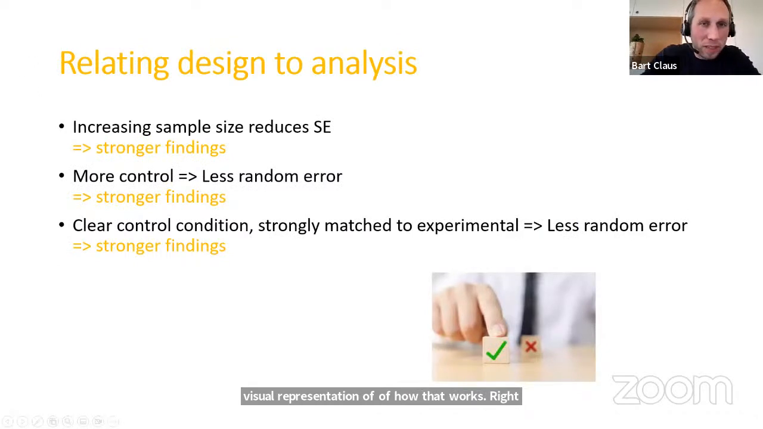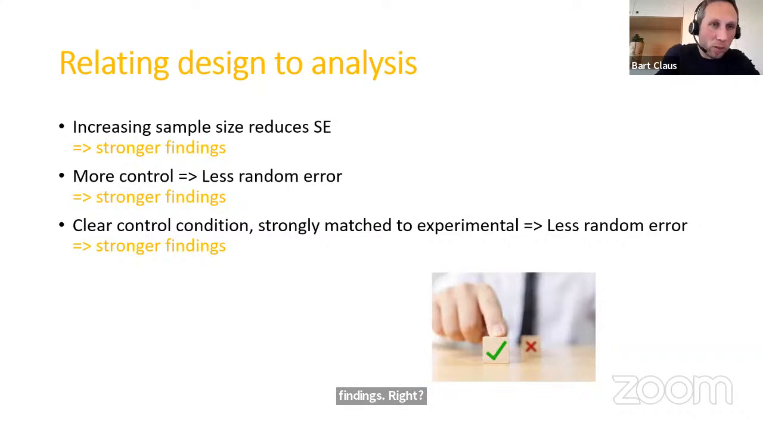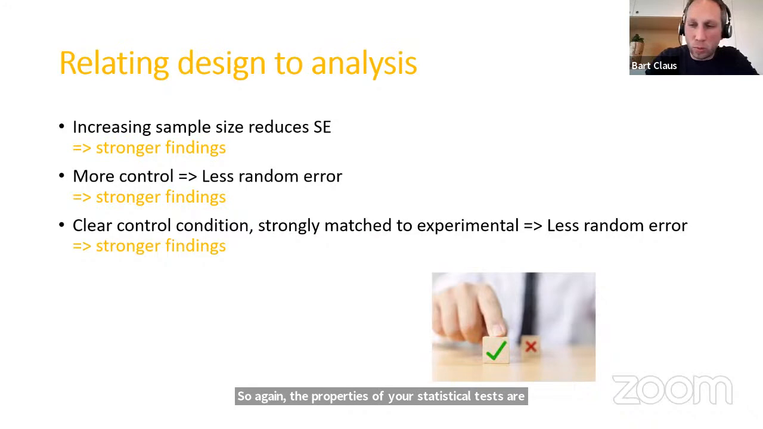So some conclusions based on this is that increasing your sample size, which reduces your standard error, leads to stronger findings. More control, so less random error, leads to stronger findings. And a clearer control condition that is strongly matched to your experimental condition leads to less random error and therefore stronger findings, right? So again, the properties of your statistical tests are informative about what it means to have a strong experimental design, right? And it's important to recognize that.